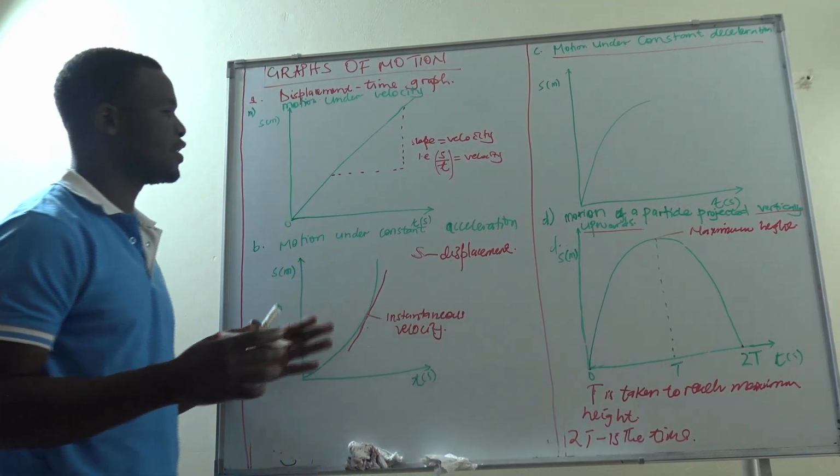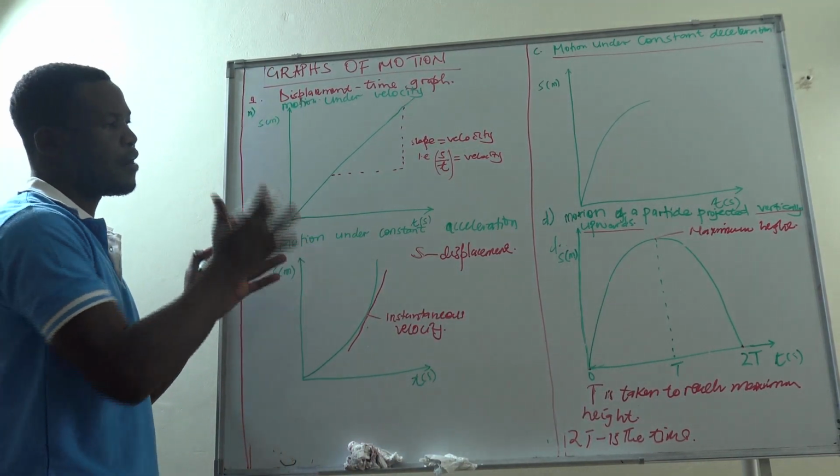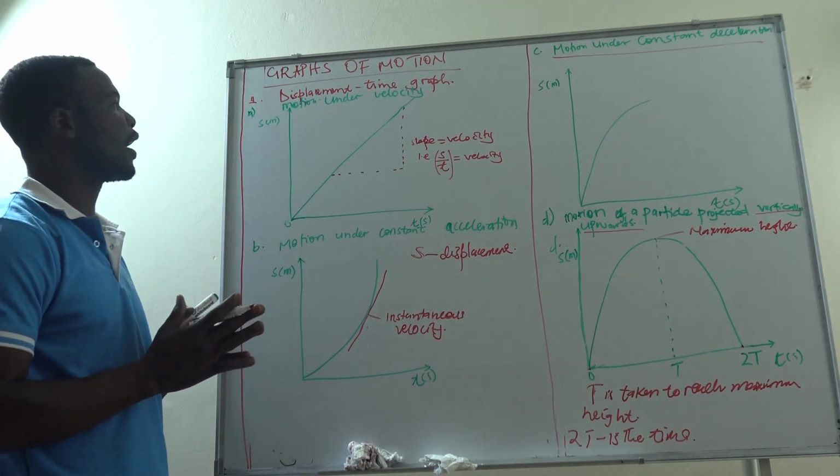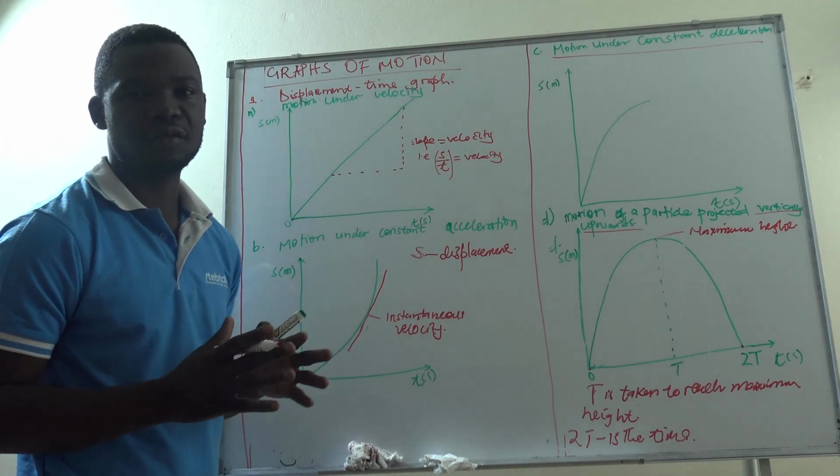So these are the displacement time graphs under the 4 different cases. In our next video, we shall be looking at velocity time graphs.